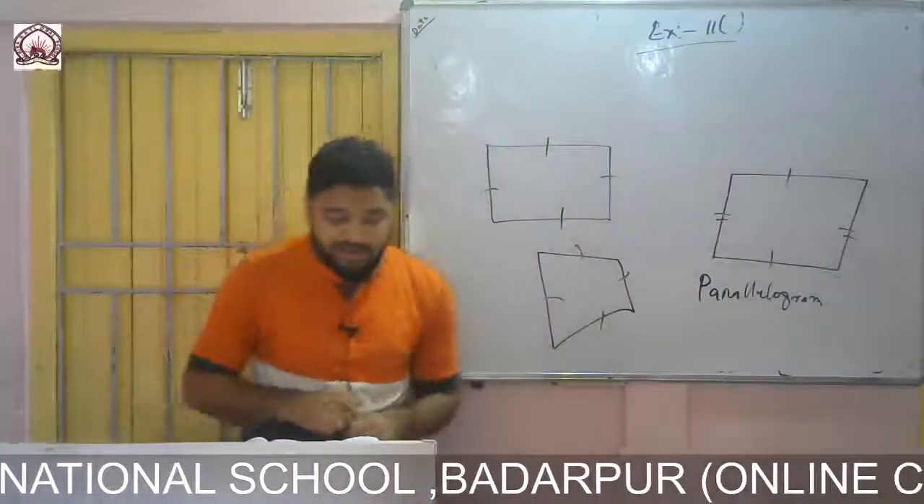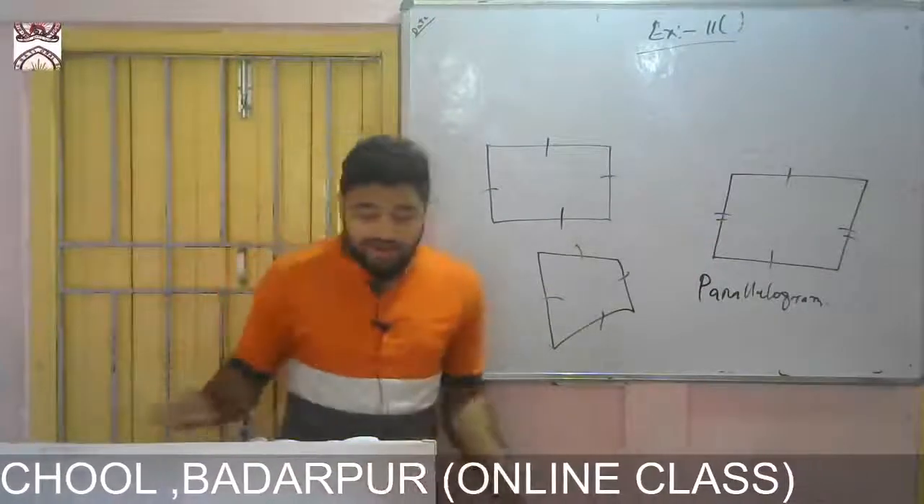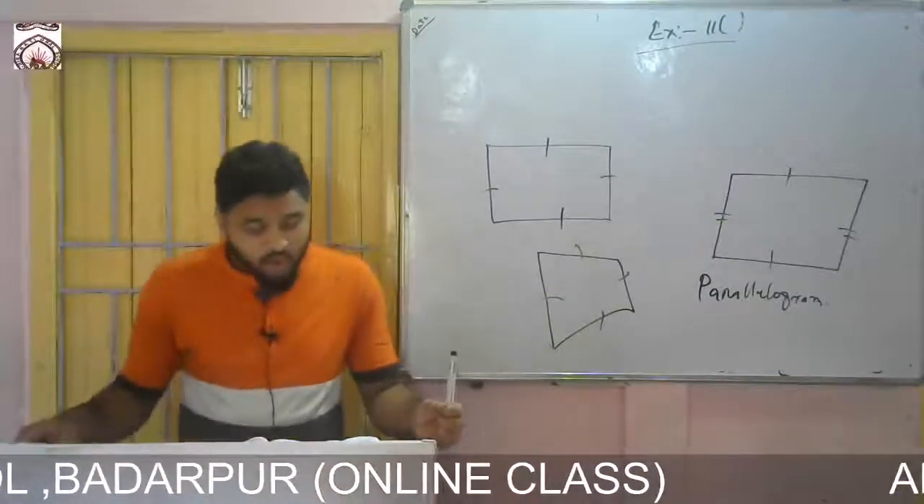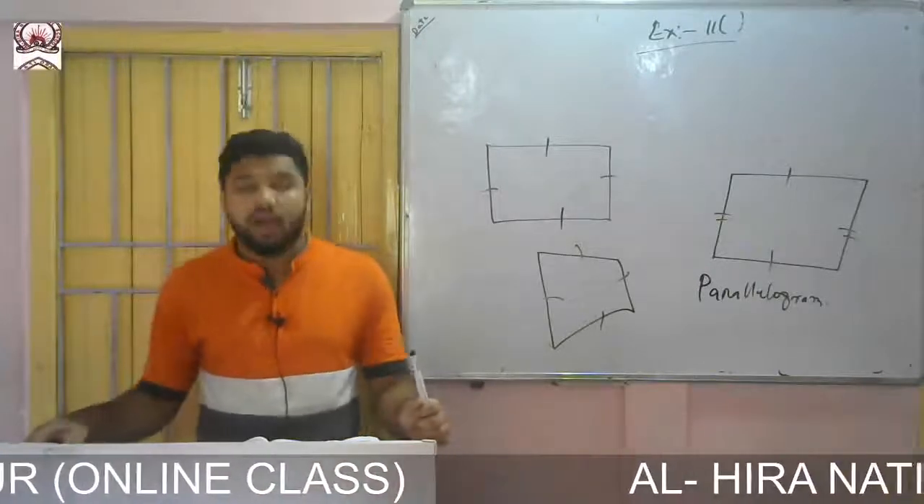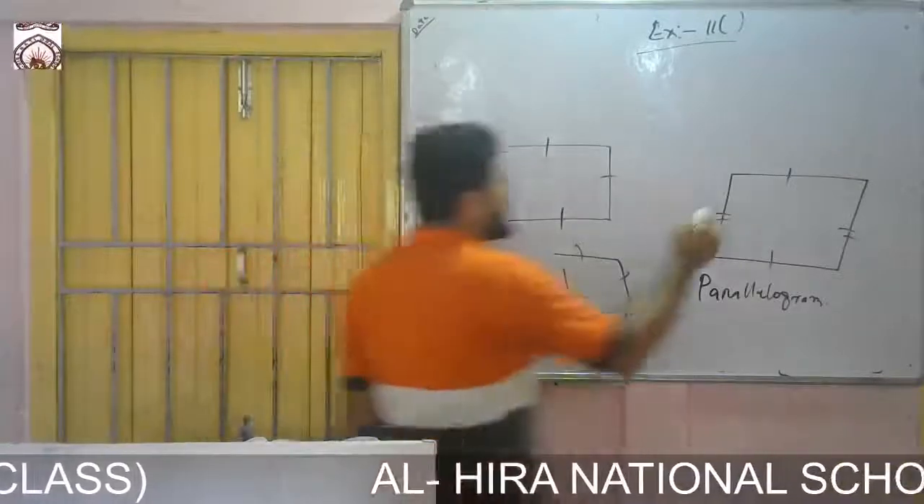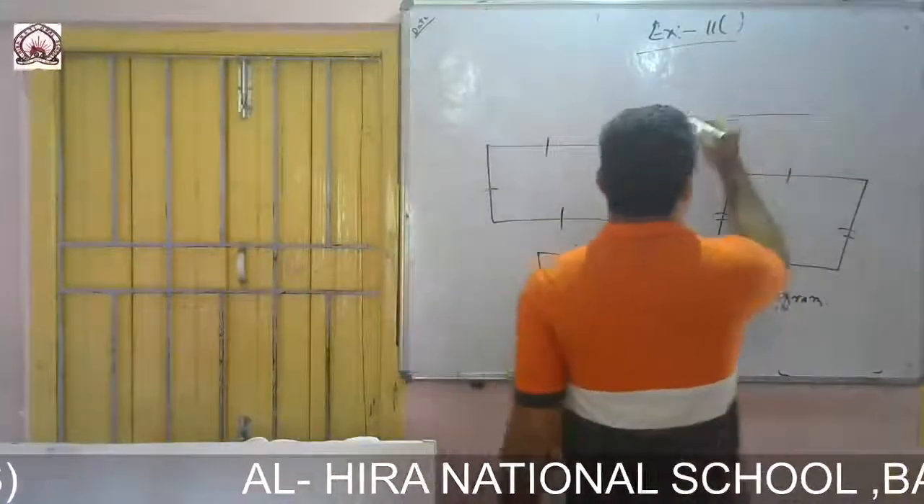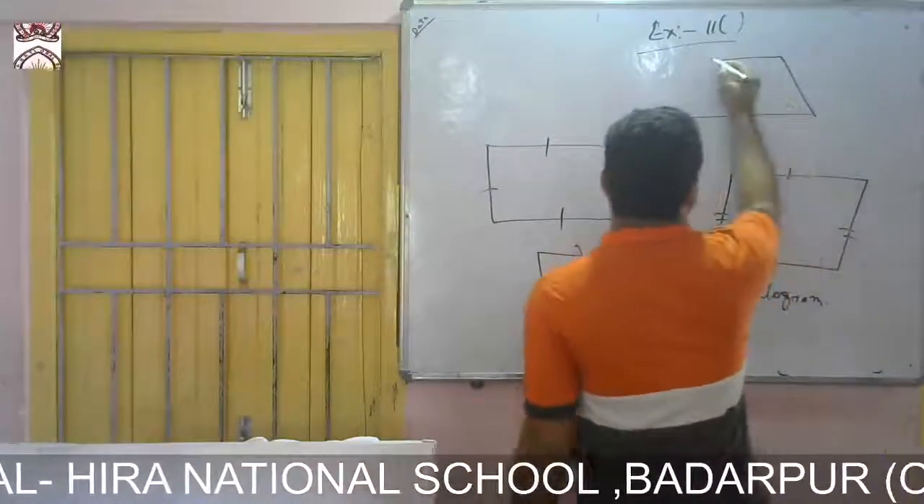Now come to the trapezium. What is a trapezium? A trapezium is a quadrilateral with exactly one pair of opposite sides parallel. So this is a trapezium.